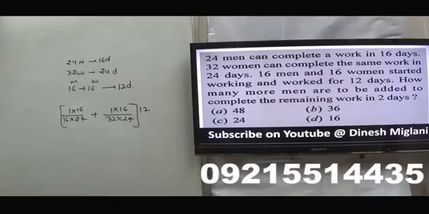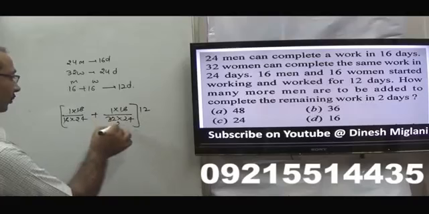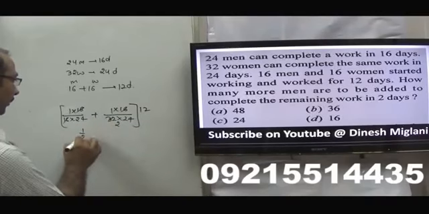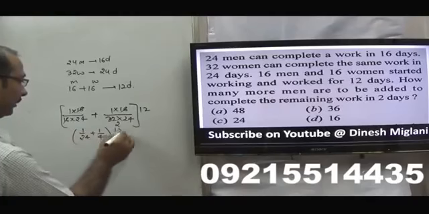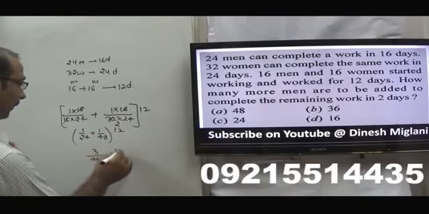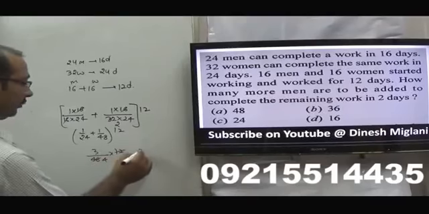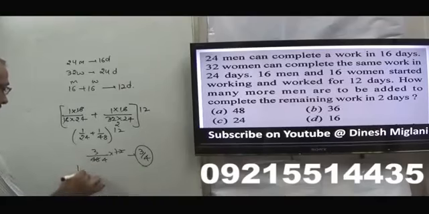Now, I can find out how much work they haven't done. Here you may say 1 by 24 plus 1 by 48 into 12. That would be 3 by 48 into 12, so you may say 3 by 4th work they have done. Now how much work is left? That is 1/4. 1/4 work is left.